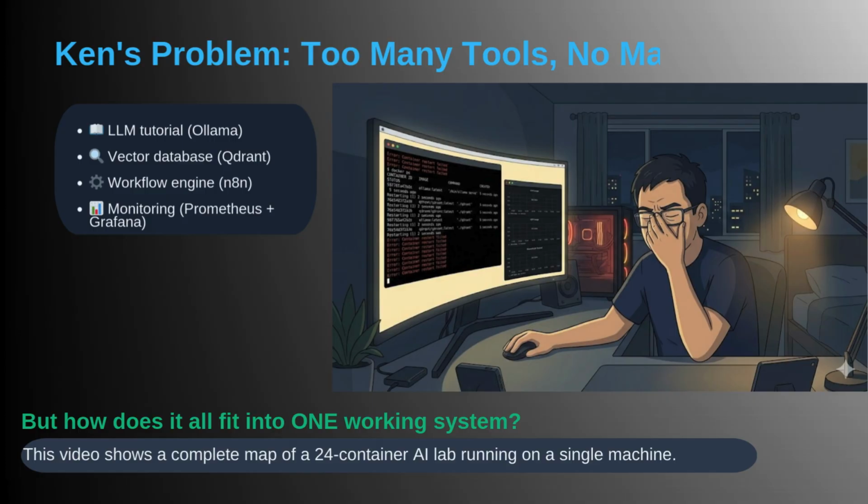He has 20+ containers, and still no clear mental model of how data should flow, or which piece is responsible for what. This AI Knowledge Lab is my attempt to solve that problem. It turns many individual tools into one coherent system, so someone like Ken can finally say, "Okay, now I see how this all fits together."